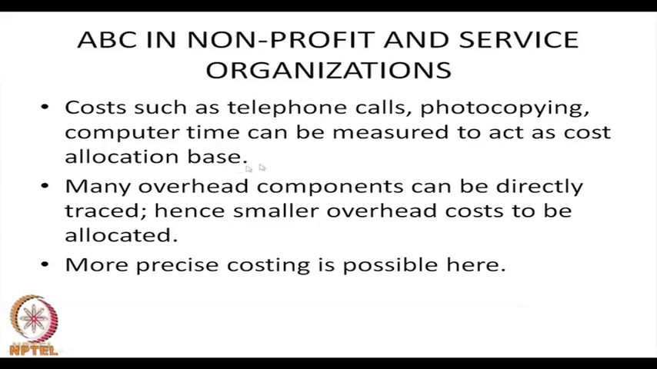Hence, they can act as cost allocation bases, and many such overhead components can be directly traced, and hence they are variable. Therefore, the actual overhead costs that remain fixed and require to be allocated separately following the budgeted allocation rate are small, because a larger chunk of the total overhead expenses can actually be traced to activities like telephone calling, photocopying, computing, etc. And therefore, if one applies activity based costing, it is more precise than conventional costing.